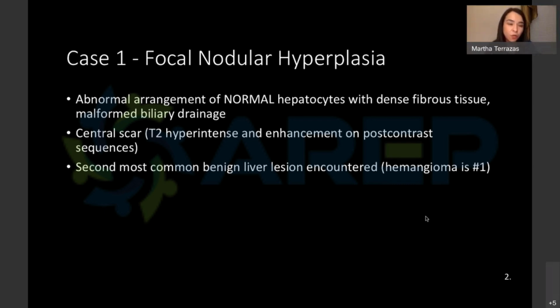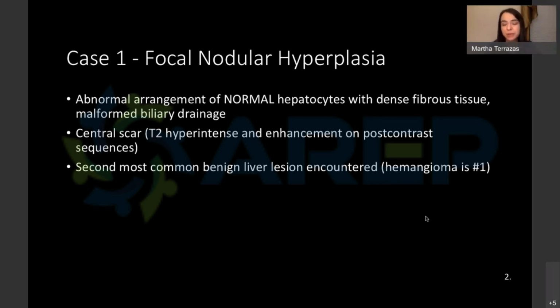And it can be helpful to know that, hey, let me look at the opposed phase and in phase to see if it has fat to push me towards an adenoma. Or can I use a hepatobiliary specific agent to see that it retains it on the 20-minute hepatobiliary phase to say that, yes, this is an FNH.